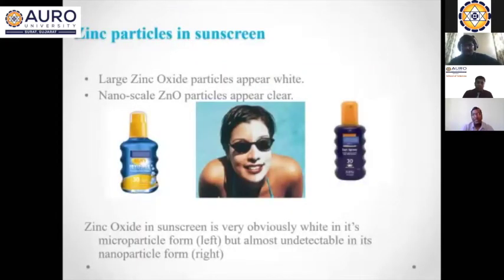Also, with the zinc particles in sunscreen, the large zinc oxide particles appear white, but the nanoscale zinc oxide particles appear clear. The zinc oxide in sunscreen is very obviously white in its microparticle form, but almost undetectable in its nanoparticle form. The reason is the zinc oxide particles can scatter and absorb the sun's ultraviolet radiation and prevent sunburn.